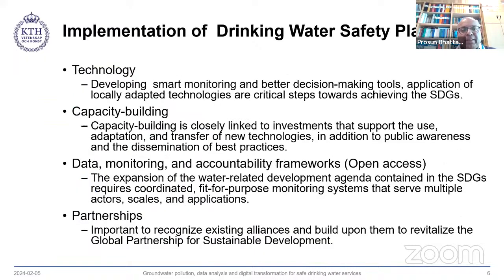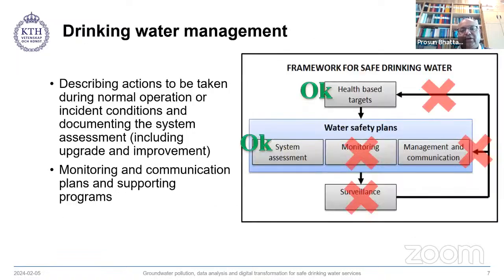So what we really need is to implement different types of understanding, and what is most importantly talked about is drinking water safety planning. We need technology, capacity building, data monitoring and an accountability framework, which of course needs open access, or OA, and partnership is widely needed in this context.